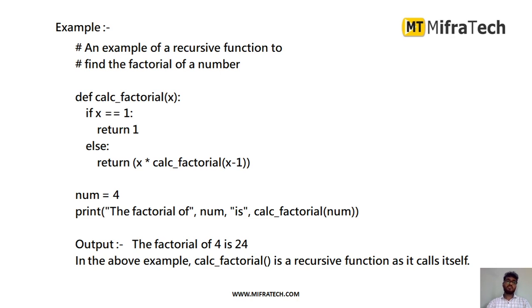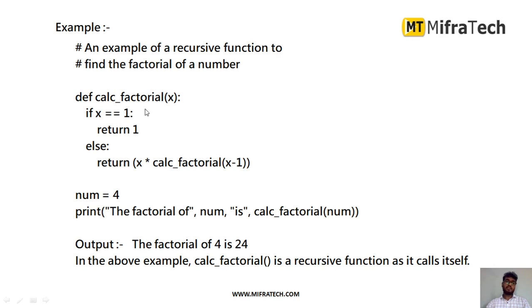As I told, generally we find the factorial of a number, so I have taken the factorial example only. As you can see, I have created a function. In order to create a user defined function, we have to use def. I have given the function name as cals_factorial, and the parameter for this is x.